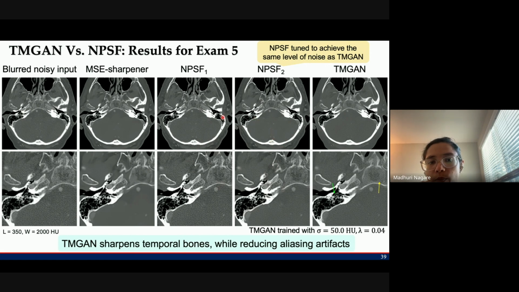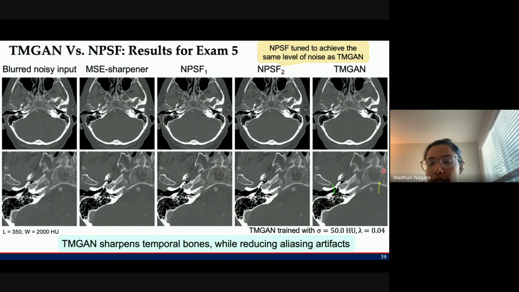So you can see that both of, and then last is the TMGAN results, and all of these images, they sharpen the features. Like for example, this feature, this is the ear structure. So this small feature gets sharpened in all of them, but the texture or artifacts, these lines, cross lines you see here, those are actually aliasing artifacts because these images are reconstructed with high resolution kernel.